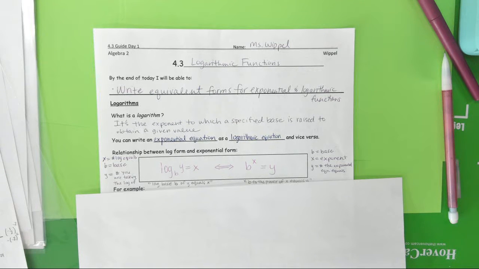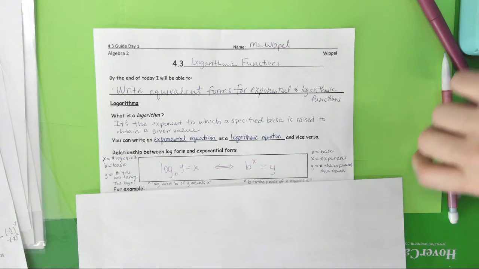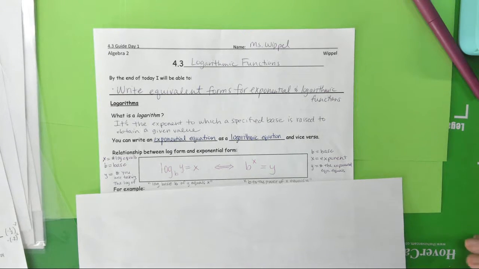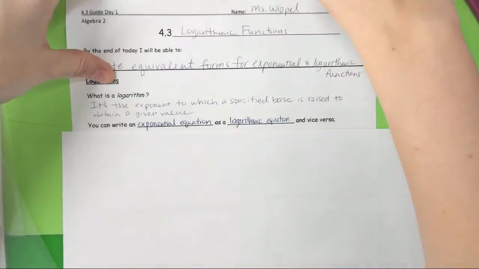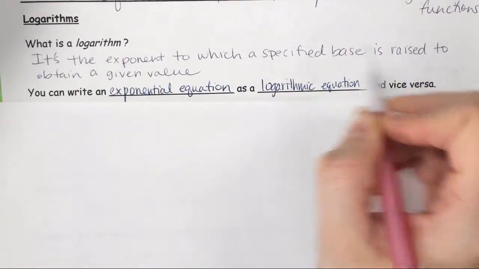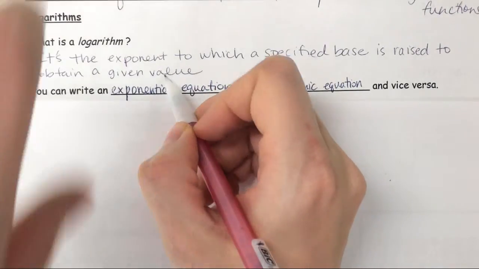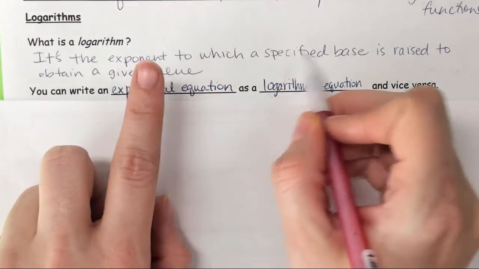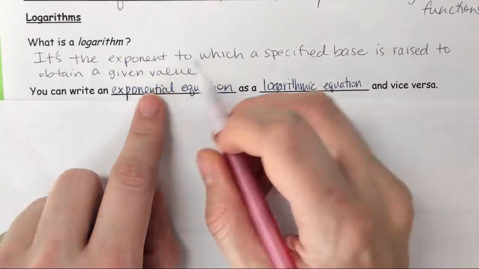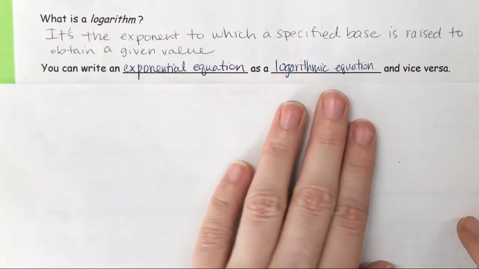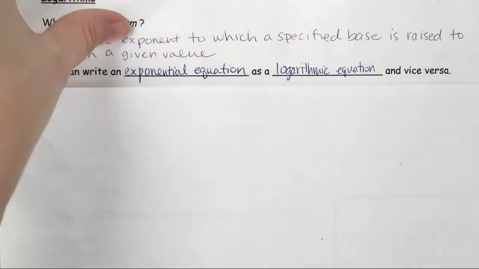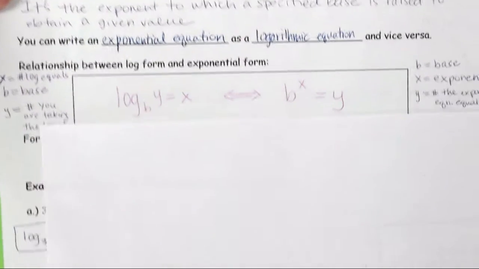Okay, so today we're going to talk about log functions, and we're going to write equivalent forms for exponential and logarithmic functions. So the first thing we want to know is, what is a logarithm? It's an exponent to which a specified base is raised to obtain a given value. So basically it's just a relationship between an exponent and a base depending on a value that we're given. So you can write any log equation as an exponential equation and vice versa.